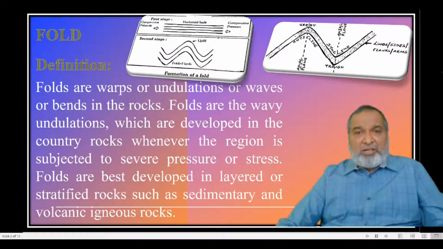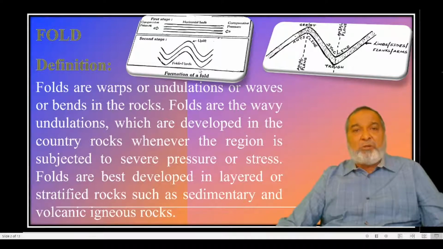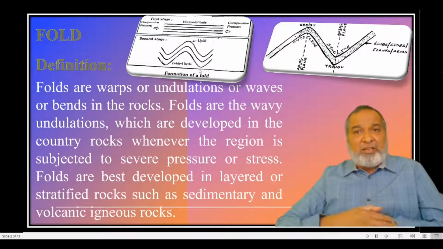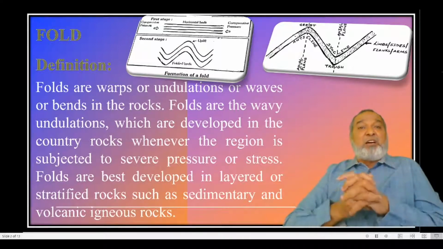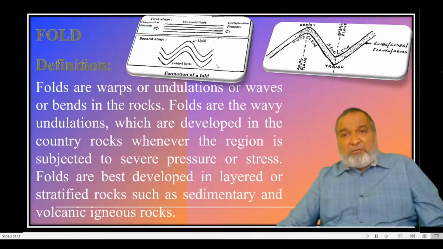Now in this diagram, you can see the horizontal beds. They have been compressed, and due to the compression, a wave-like pattern has been formed. An undulation will be there, and these undulations we call a fold. Now what is in that fold?